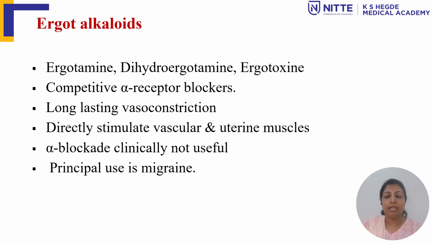Ergot alkaloids are another non-selective alpha blocker. We have drugs like ergotamine, dihydroergotamine, and ergotoxine, all of which come under ergot alkaloids. They are competitive alpha receptor blockers and they produce long-lasting vasoconstriction. Their effect is mainly by direct stimulation of the vascular smooth muscles. But as an alpha blocker, it is not clinically useful. Their principal use is mainly in migraine.